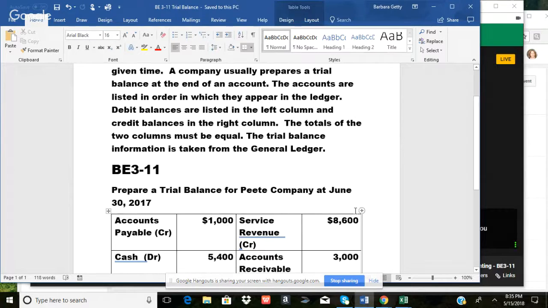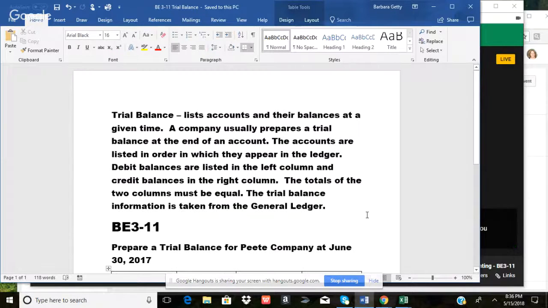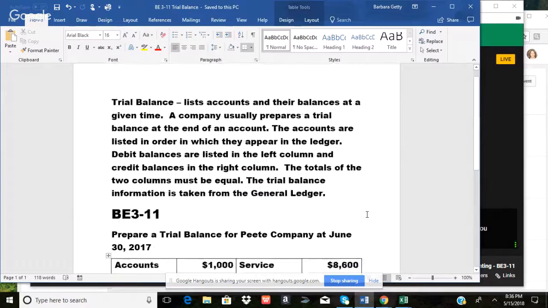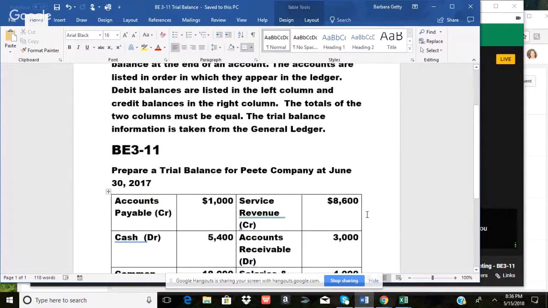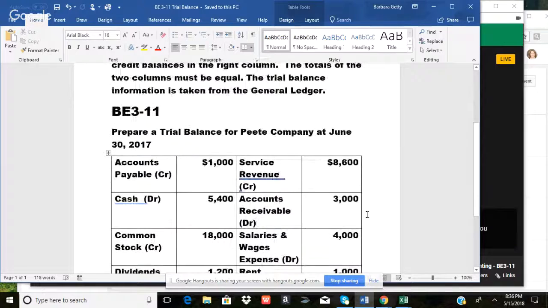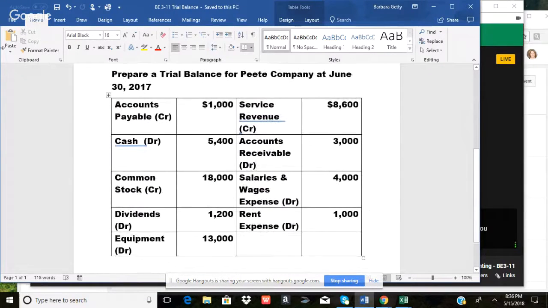So our problem for this week that I'm presenting to you is on Pete Company. And it is for a time period, because we talked about it being at a given time, and it's usually at the end of the month. It's for June 30th, 2017. And these are the accounts that have been listed on the general ledger.